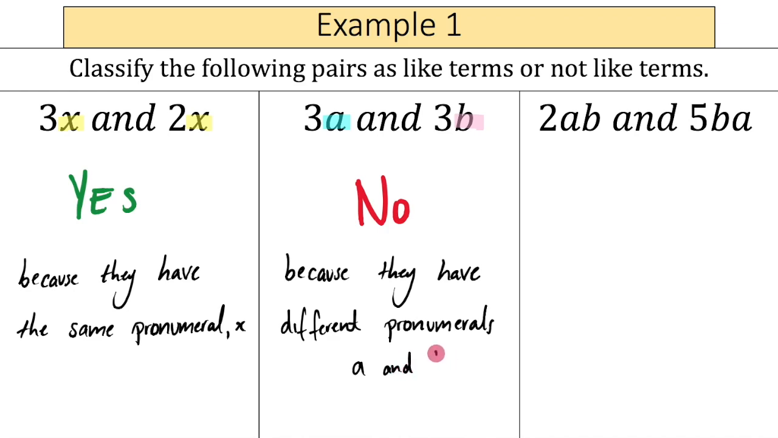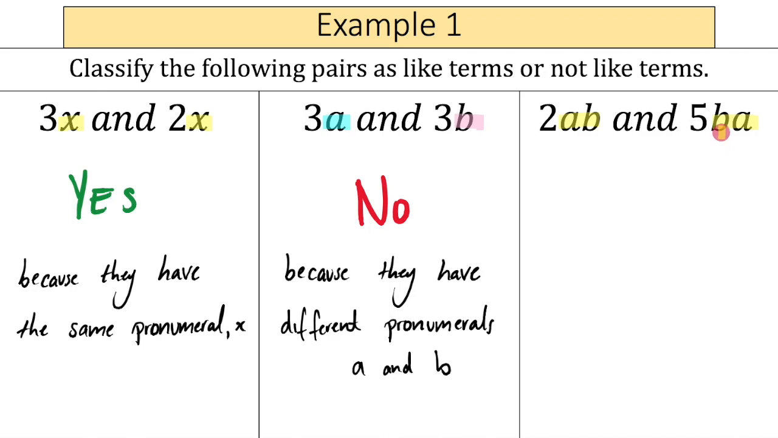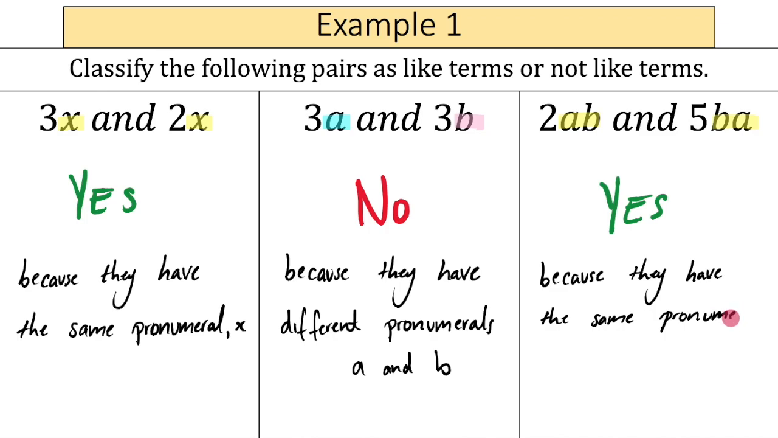Let's now go over our last example, which is 2ab and 5ba. Now, this question is supposed to trick you because ab and ba are the same pronumerals, just in different order. If we remember back to our definition, like terms are terms containing exactly the same pronumerals, although not necessarily in the same order. So here we have ab, we have ab, but over here it's just in a different order. So the answer to this is yes. And you're going to say down here, because they have the same pronumerals, even though they are in a different order.